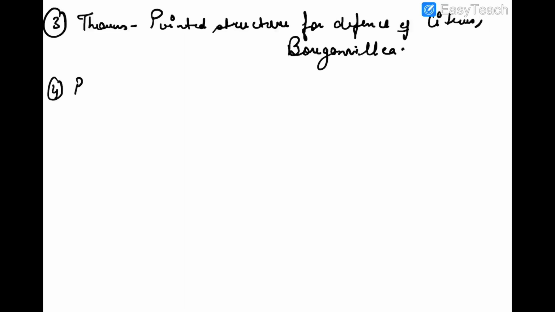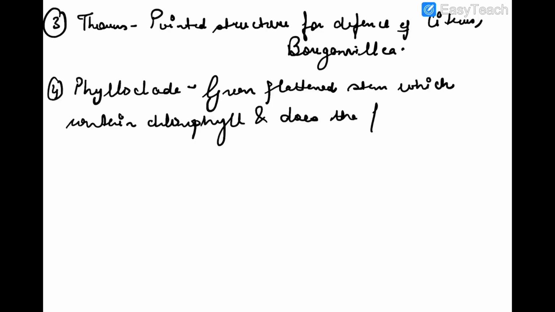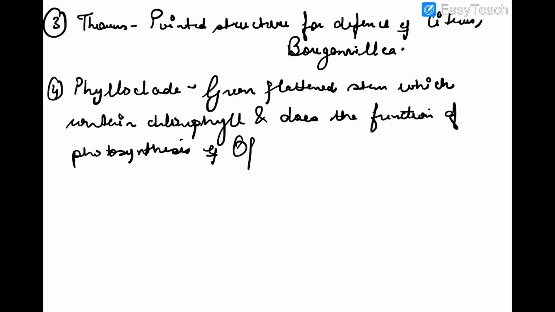Fourth modification is phylloclad. Phylloclad is a green flattened stem which contains chlorophyll and does the function of photosynthesis. We know normally leaves do the function of photosynthesis, but in phylloclad the stem does the function of photosynthesis. Example is opuntia.